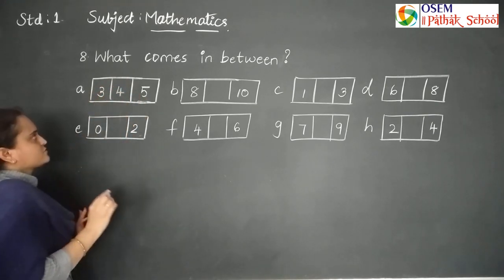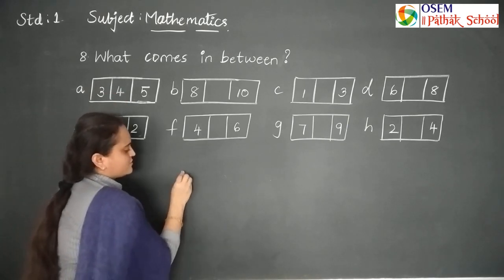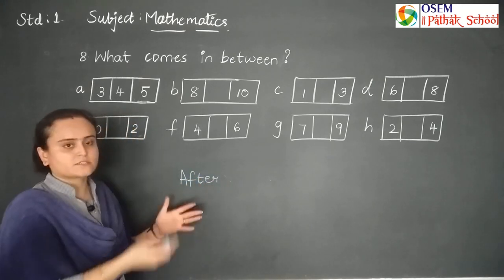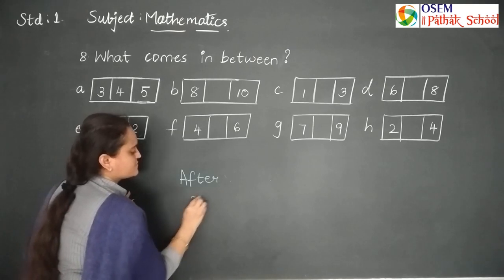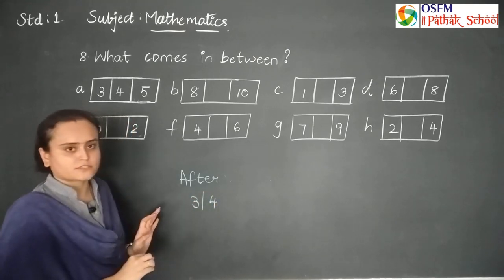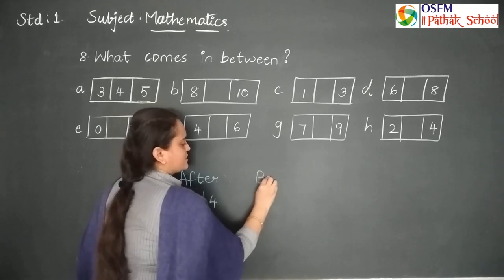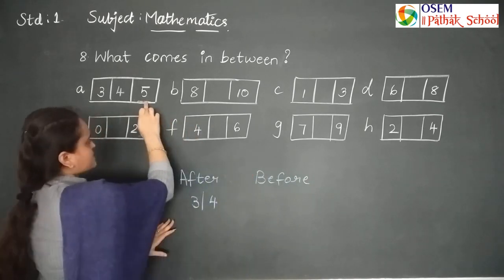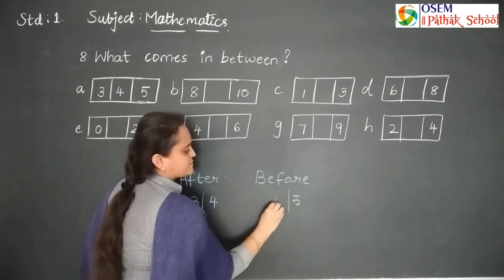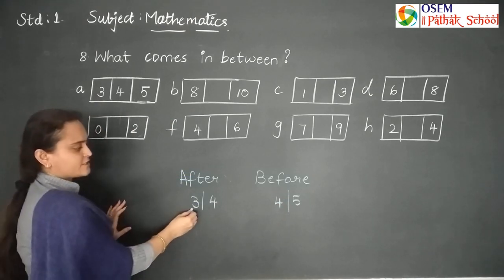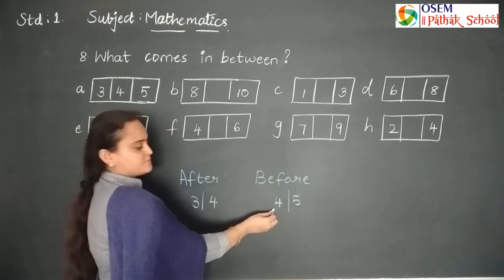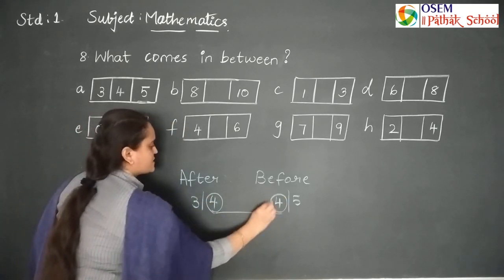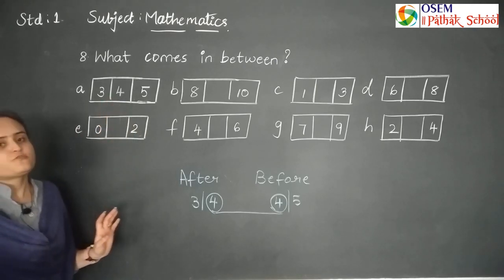If you don't know, then you can do like this also. After number. What is the after number? After 3, what will come here? After 3, 4 will come. Then before number. You already read this one. Which number is given here? 5. Then before 5 it will come 4. Then after 3 and before 5 it will come 4. This is called the in between number. So the between number is 4.